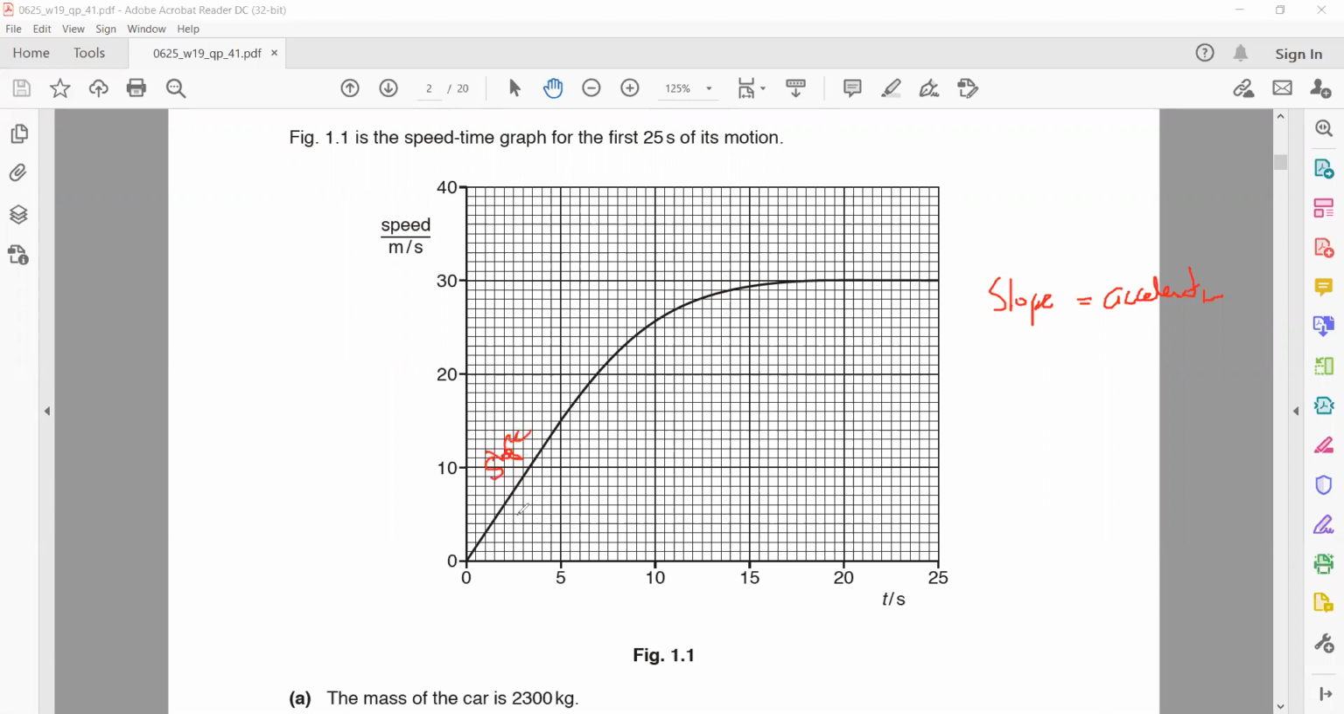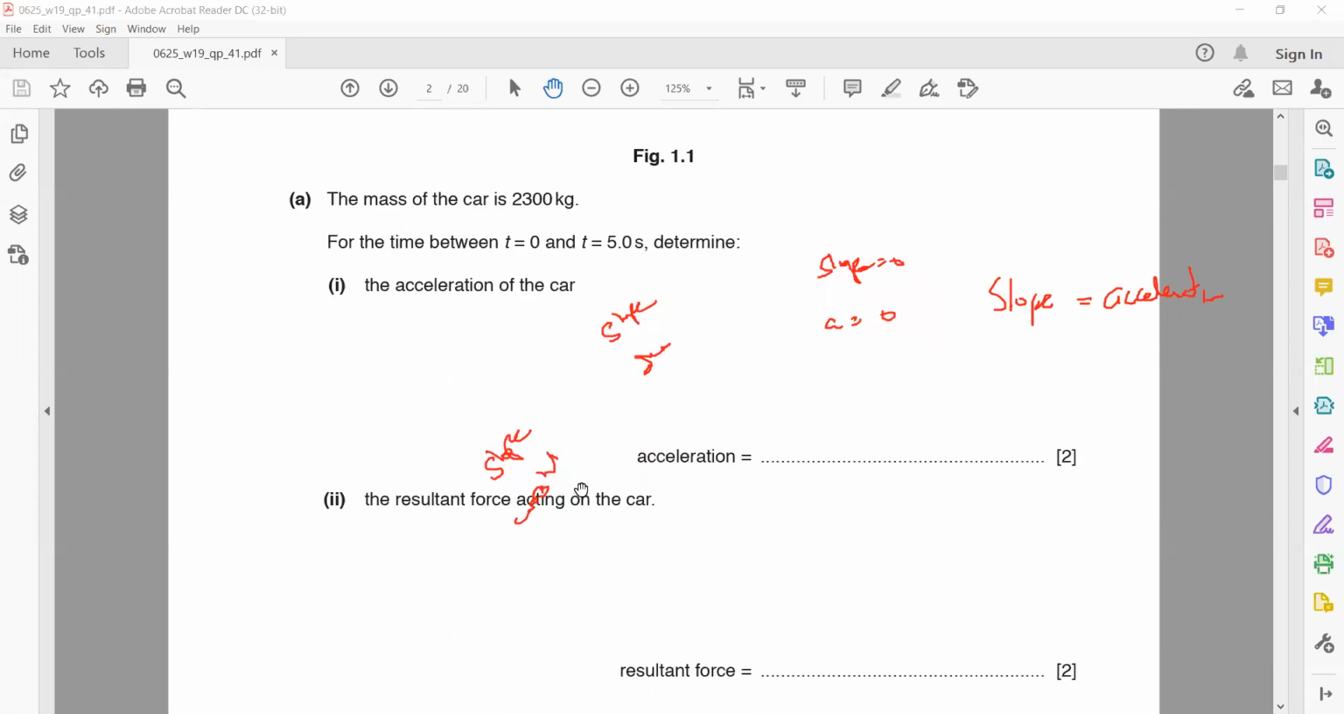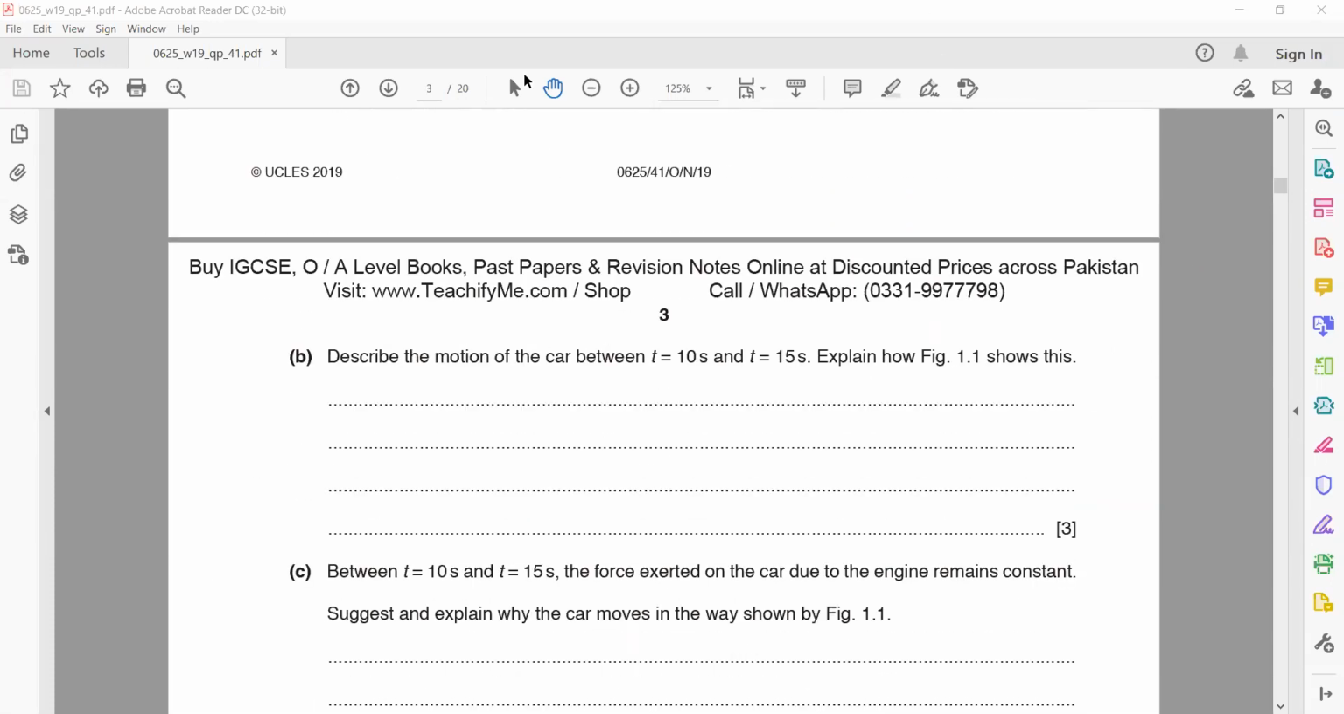So what we have to do in the question is from 10 second to 15 second. From 10 to 15, what is happening? The slope is decreasing. If the slope is decreasing, it means the acceleration is also decreasing. And if acceleration is decreasing, you can also say that the resultant force is also decreasing. The car motion between 10 to 15: its acceleration is decreasing as the slope is decreasing, with a speed increase.